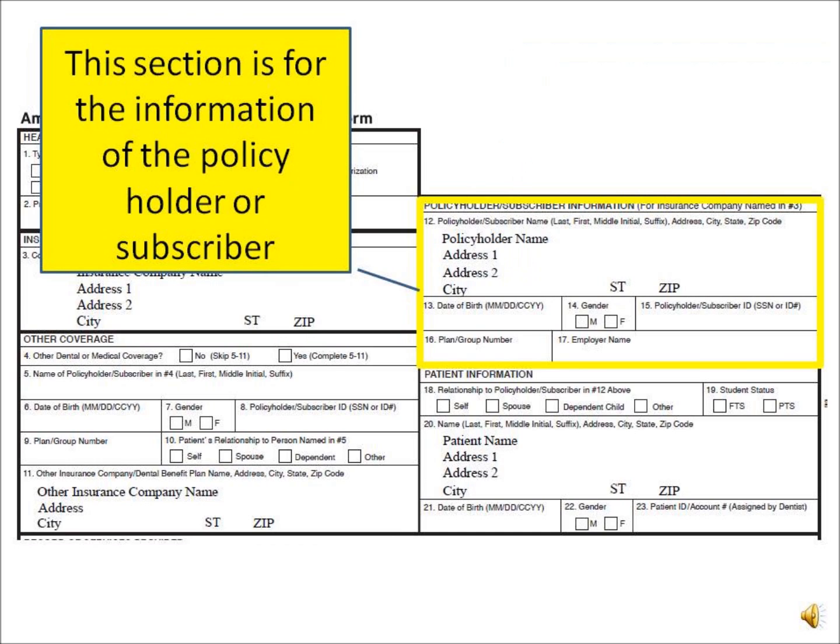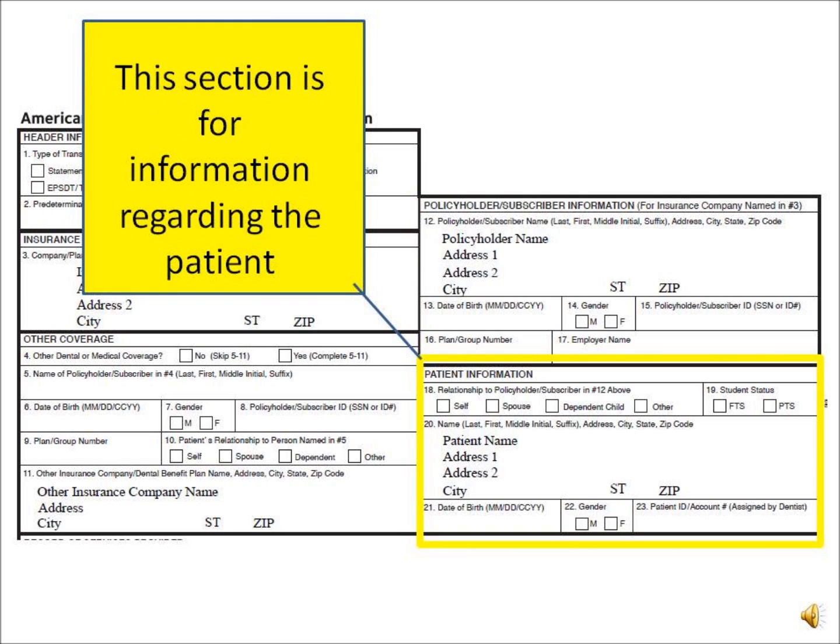Box 12 through 17 is the information on the policyholder or the subscriber. Keep in mind the policyholder and the patient can be two separate people. If the policyholder and the patient are the same, box 18 through 23 would remain blank.